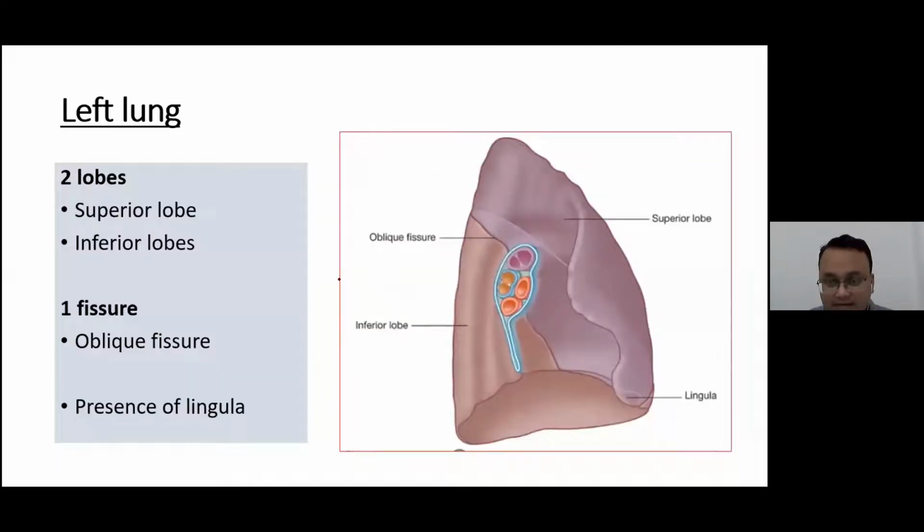Then we have the left lung. The difference between the right and left is that the left lung consists of 2 lobes and a single fissure that separates them. The 2 lobes are the superior lobe and the inferior lobe, and they are separated by the oblique fissure. Also note the presence of lingula. MCQ, usually people ask this kind of question. Usually it's present only in the left lung.